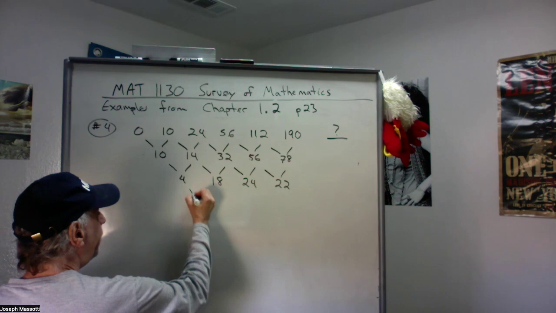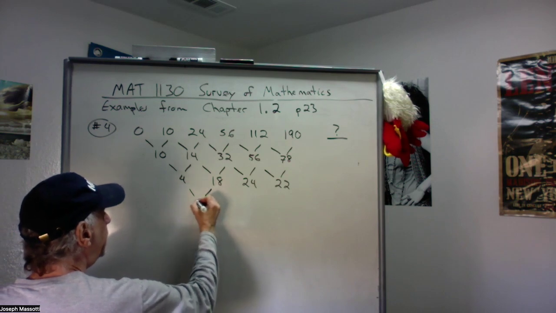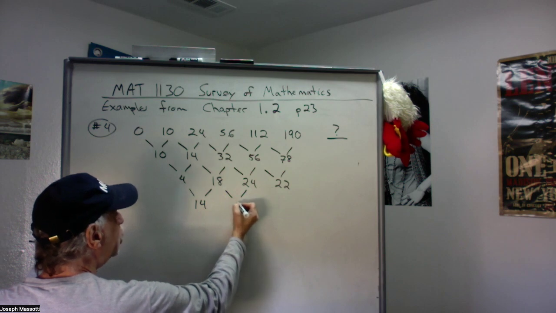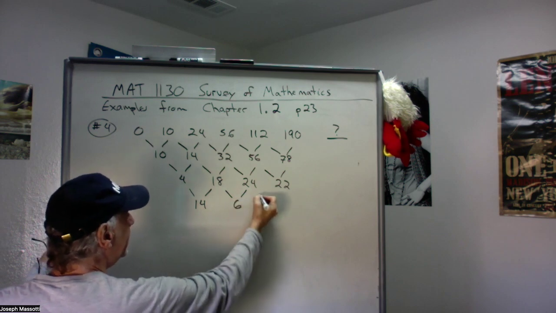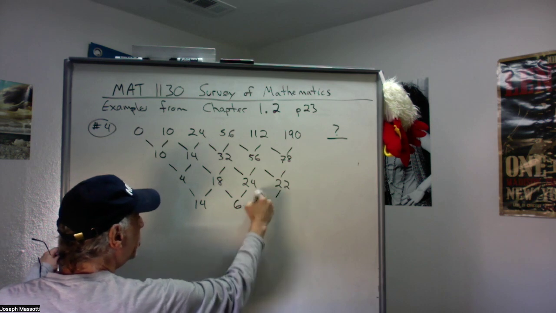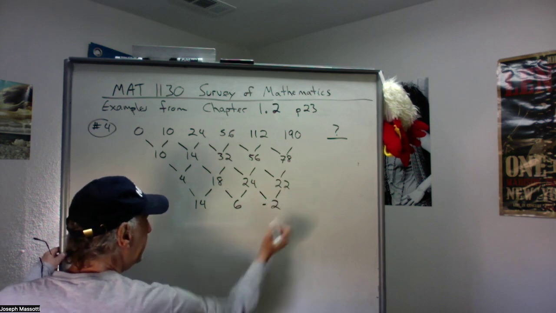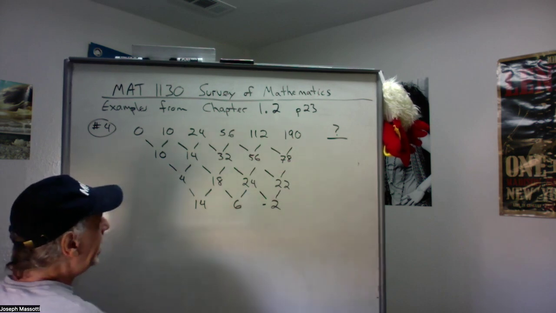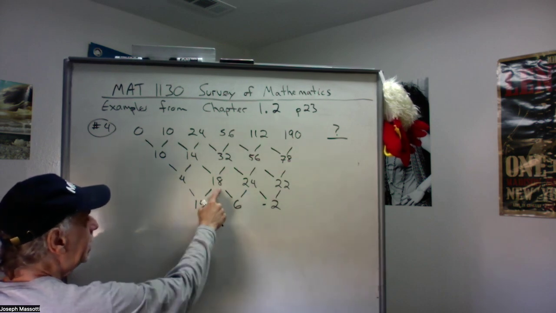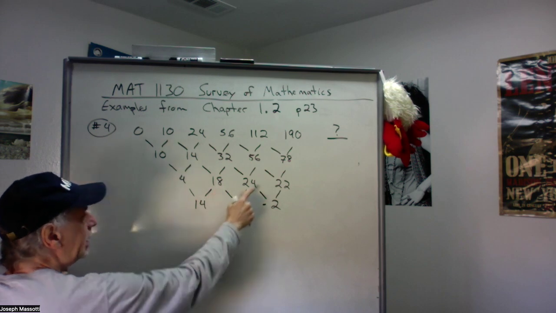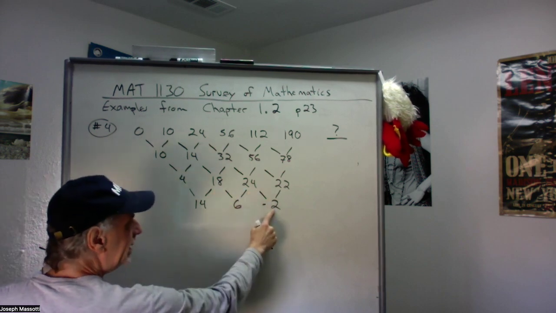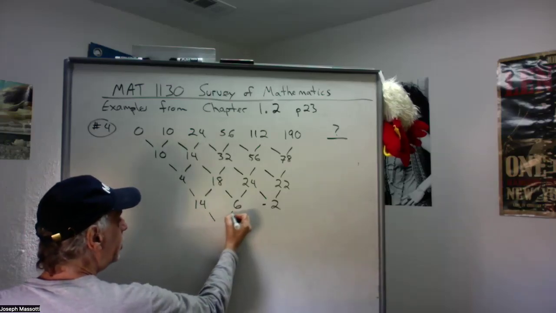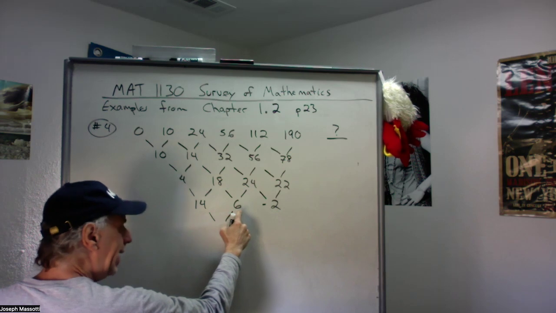Now the difference between 4 and 18 is 14. Difference between 18 and 24 is 6. The difference between 24 and 22 is negative 2. So now you're thinking, what is going on? Is it right? Well, 4 plus 14, yes, is 18. 18 plus 6, yes, is 24. 24 plus a negative 2, yes, is 22. Well, keep going, see what we get. Difference between 14 and 6 is negative 8.